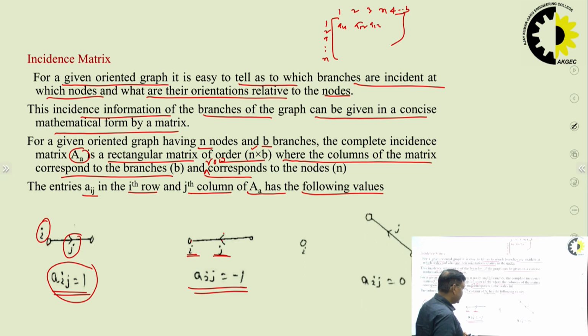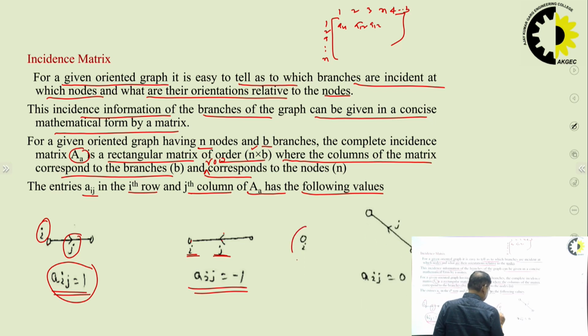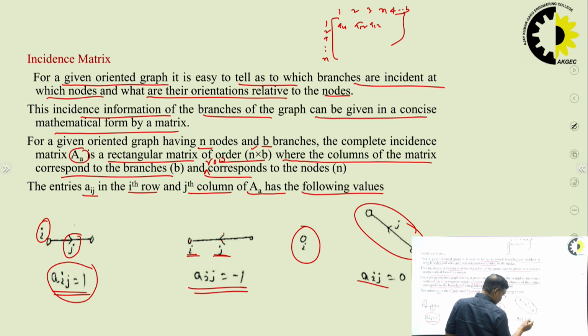And the third case, this is the node and this is the branch. So this branch is not incident at this node, so this term Aij will be 0. So the entries of the incidence matrix will be 1, -1 or 0 depending upon the orientation of the branches. Okay.